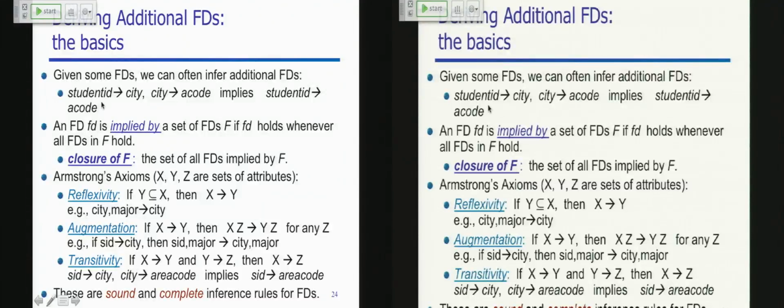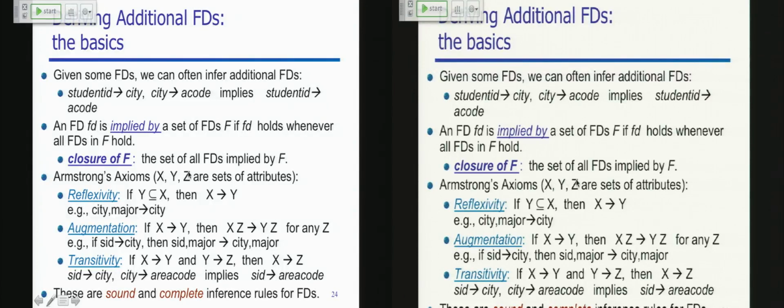Assuming that you know that student ID gives you city, and you know city gives you area code, you can put these together and imply that student ID gives you area code. Right? Student ID gives you city, city gives you area code, therefore student ID gives you area code. Transitivity. So the three rules that you can use in order to do proofs on this are the Armstrong's axioms.